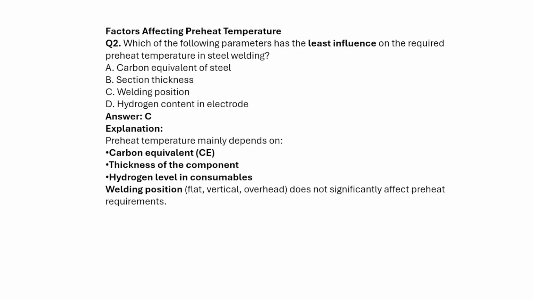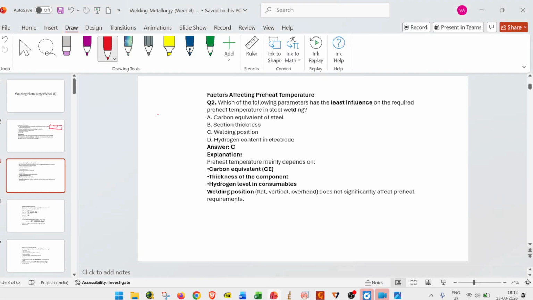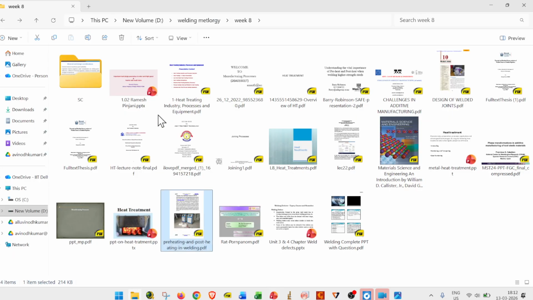Next is the section thickness. Yes, if the section thickness is more, the cooling effect will be more because the metal will conduct the heat away much faster. So that is also not it. Next is the welding position, like 1G position, 2G, 3G. I think those we have seen during our first lecture, right?